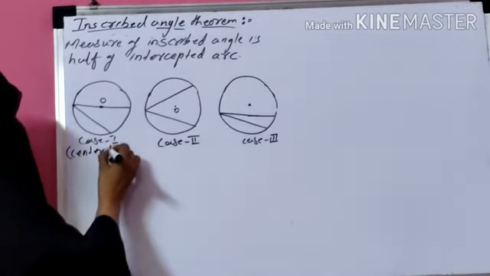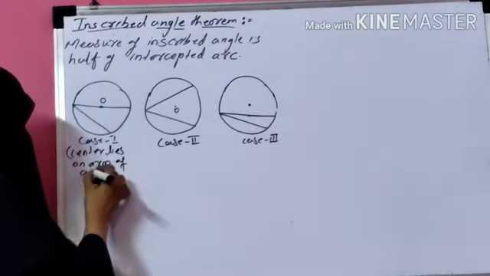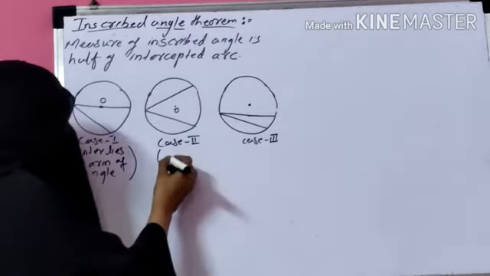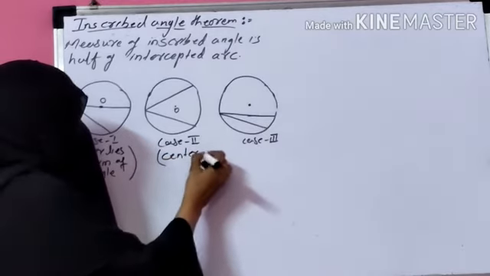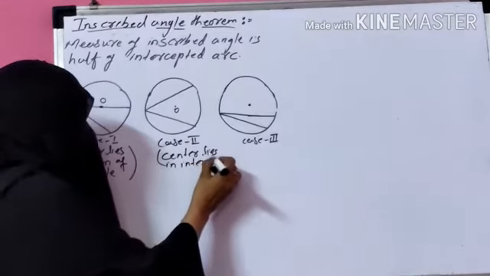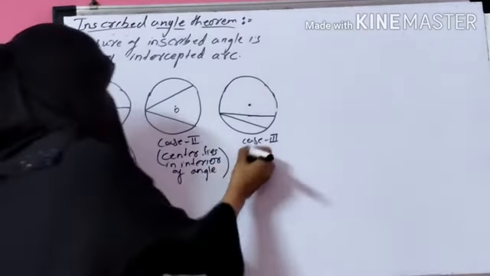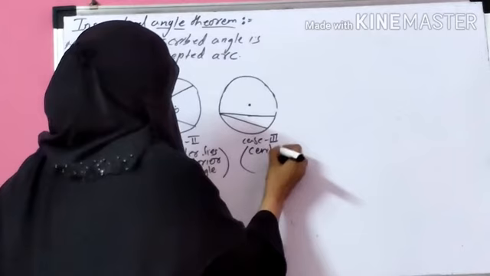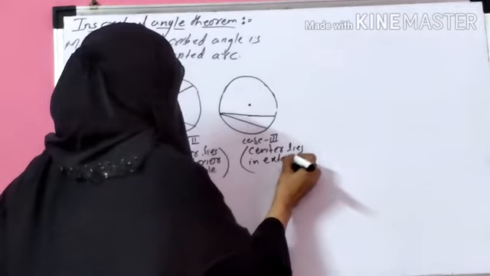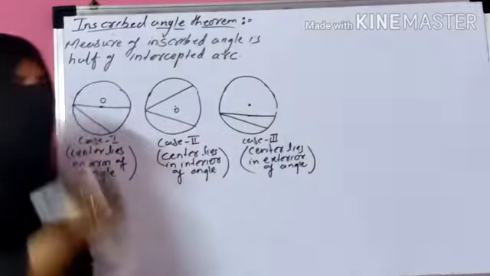First case is the center lies on the arm of the angle. Second case, the center lies in the interior of the angle. And the third case is the center lies in the exterior of the angle. So there are three cases of inscribed angle.